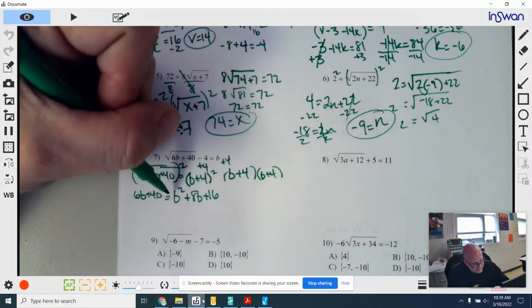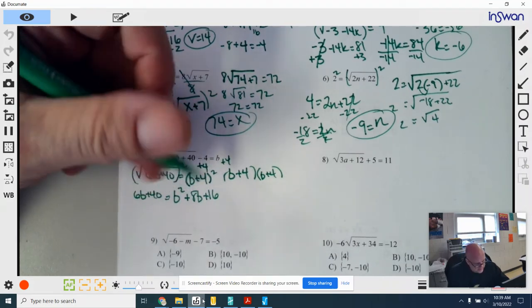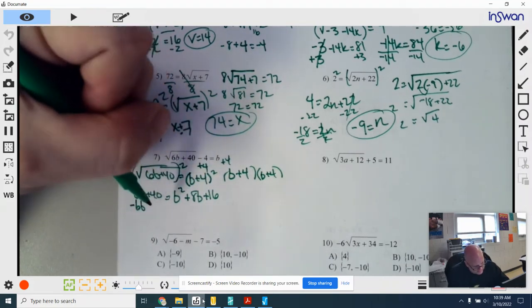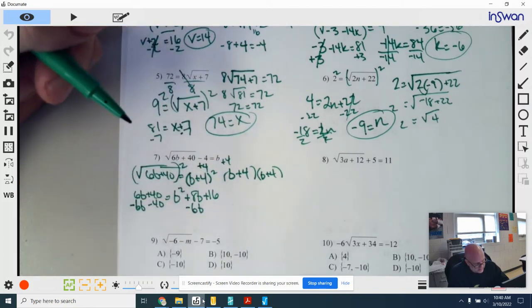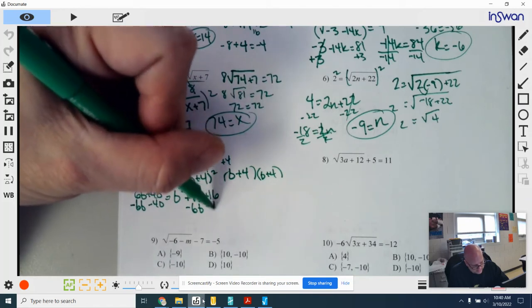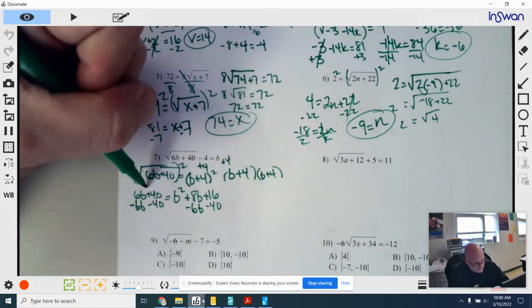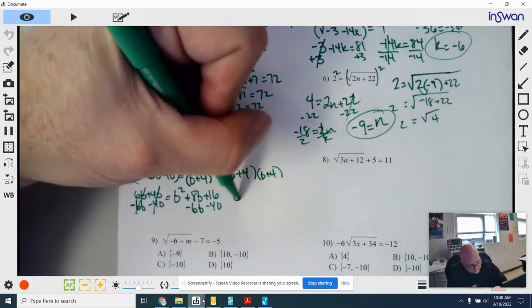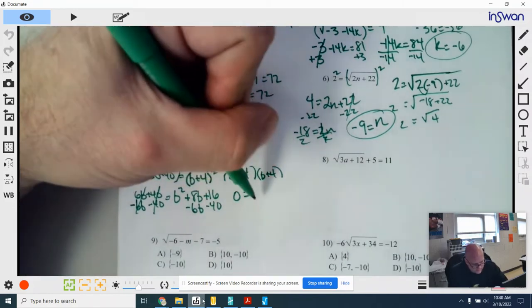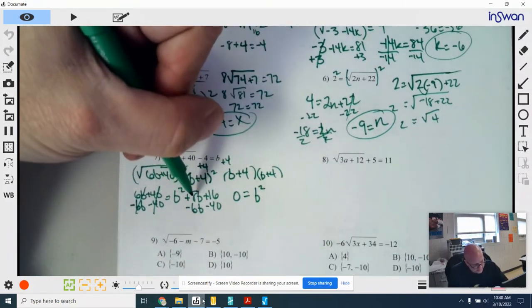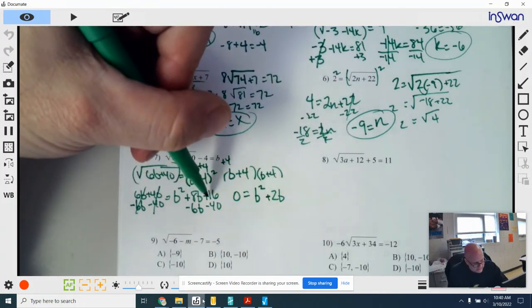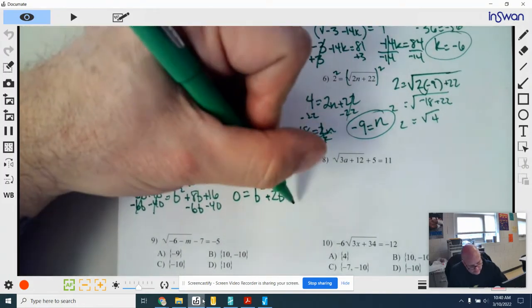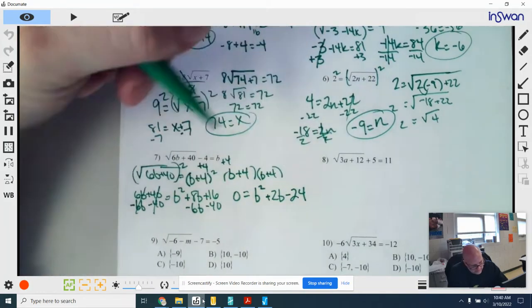So again, if I want to do that, I need to move everything to one side. So I'm going to subtract 6b and subtract that 40. Come over here, do the same thing. Minus the 6b, minus the 40. So that cancels all that out there and leaves you with 0 on the left side. Okay, you have your b squared. 8b take away 6b gives you positive 2b. And then 16 take away 40 gives you negative 24.